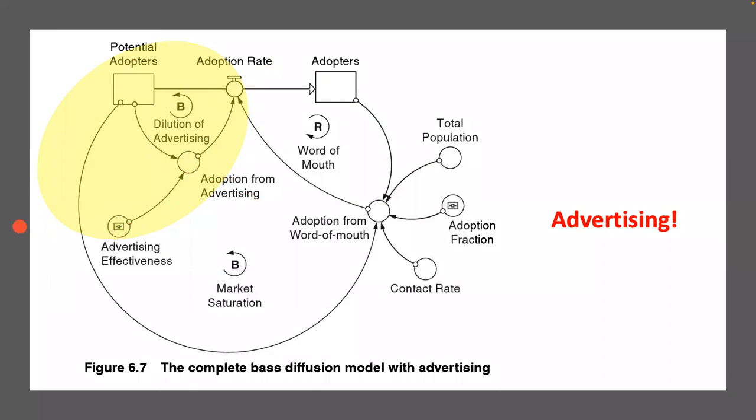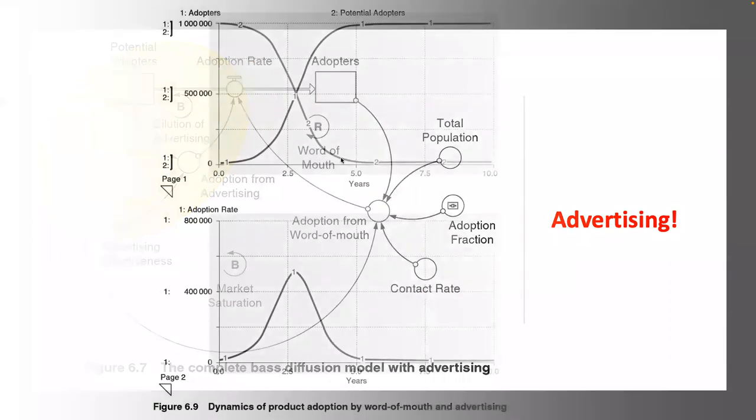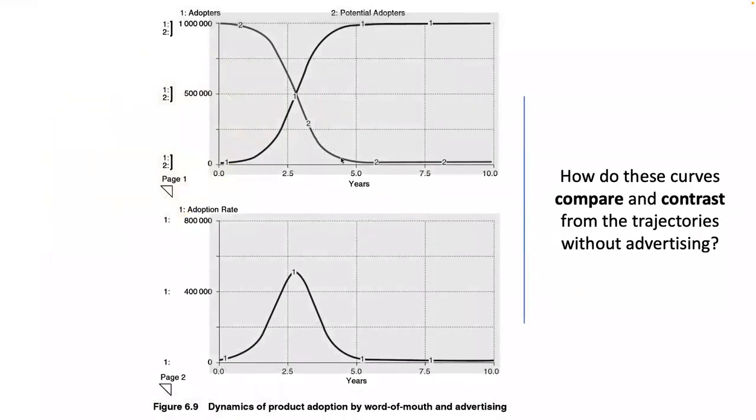This is modeled as a slider that we can play with here, which basically has to do with how much money we are willing to spend, because the more money we spend, the more effective advertising is. By effective, I mean how many new adopters per day we are going to get through advertising alone. That's what advertising effectiveness is. And if we get enough of them, word of mouth will take over. That's what is shown here.